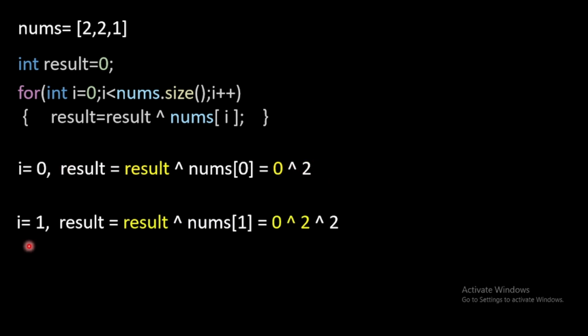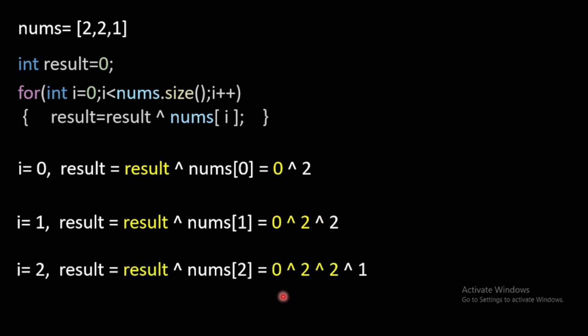Now let's move on, and when i is equal to 1, we will again replace our result by taking XOR with the second element of our nums, that is 2. So after the second iteration, result will be 0 XOR 2, that is the previous value of the result, XOR the second element of nums, that is 2. In our last iteration, we will similarly replace result by taking XOR with the last element, and the last element is 1. So after all of the iterations, our result will be 0 XOR 2 XOR 2 XOR 1.